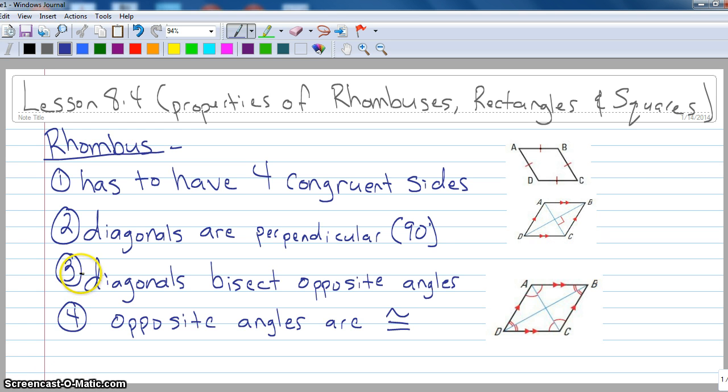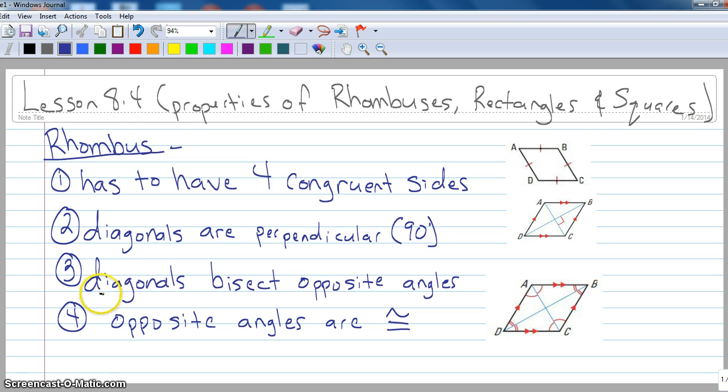Alright, and here I added rules 3 and 4 together. I'm going to do 4 real quick. 4 says opposite angles are congruent. So see the angles over here where D is? They are congruent to the ones over here where B is. That's why they have 2 little arcs. Over here where A is, they have 1 and 1. Over here where C is, they have 1 and 1. So these are congruent. These are congruent.